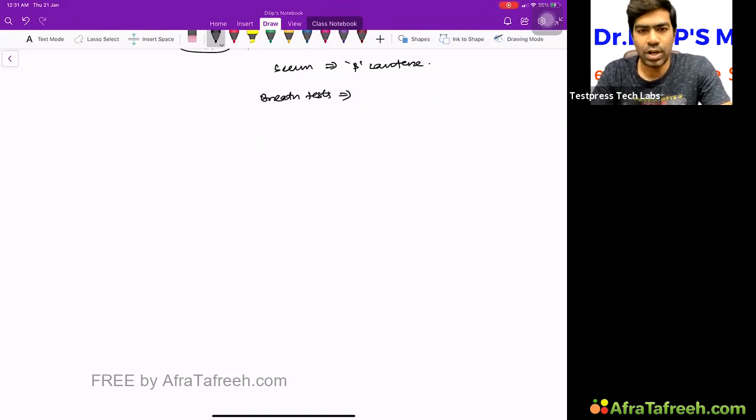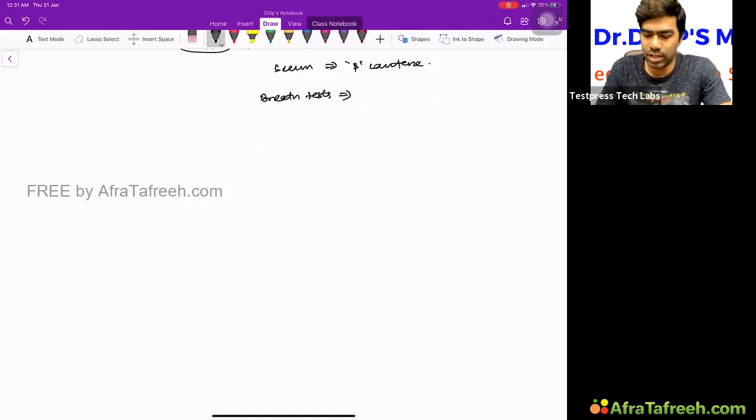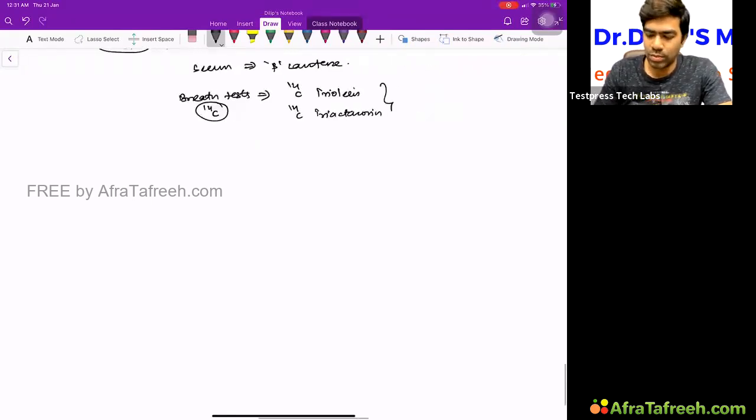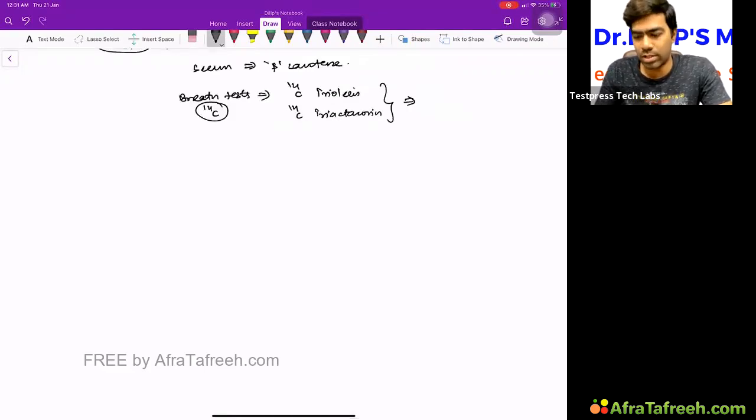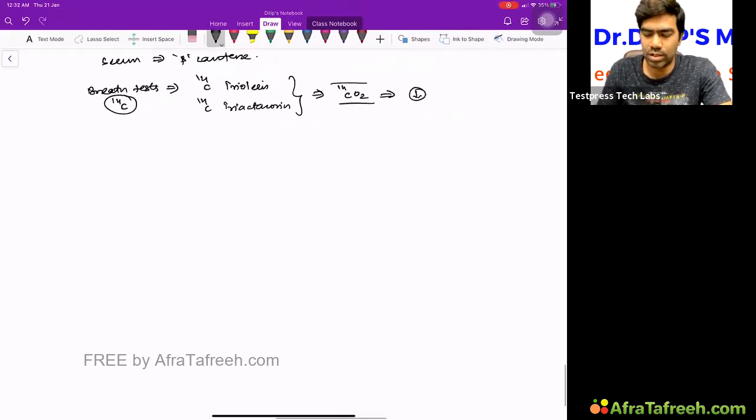That is the idea. So what are the different compounds that we are going to use? Typically, we label the triglycerides with carbon 14. We use two substances. One is carbon 14 triolein, which is a form of triglyceride, and the second is carbon 14 trioctanoin. Whenever you consume these two substances, they get metabolized, and the end product of metabolism is carbon dioxide, which is the one detected in the breath. If reduced carbon dioxide is detected in the breath, the test is considered positive, and the patient is suggested to have fat malabsorption.